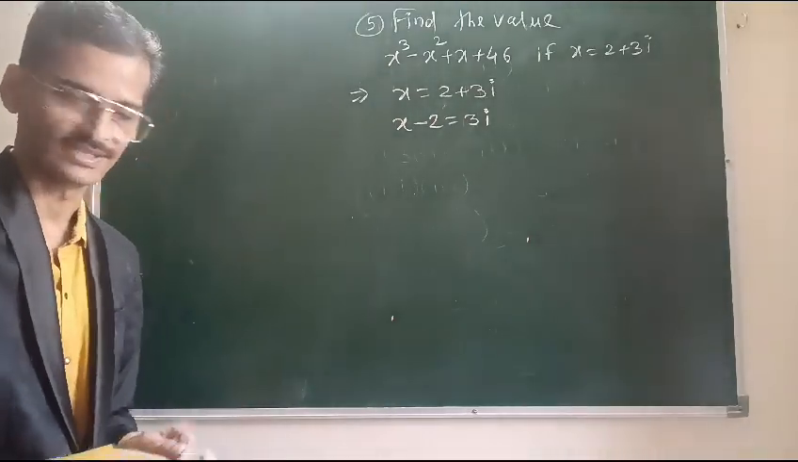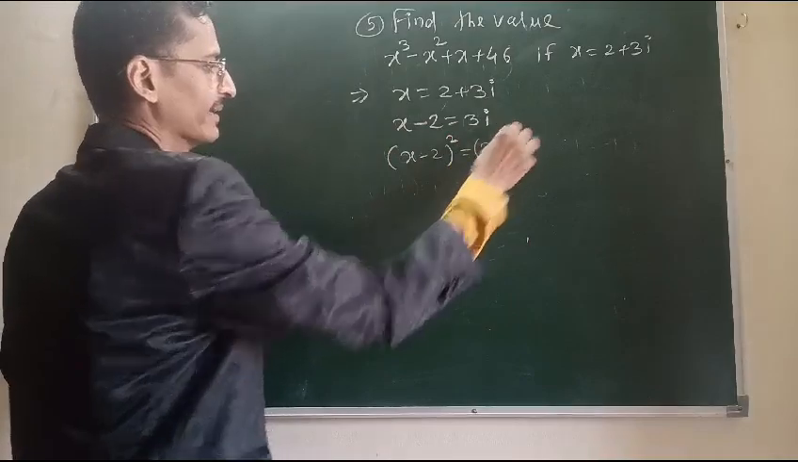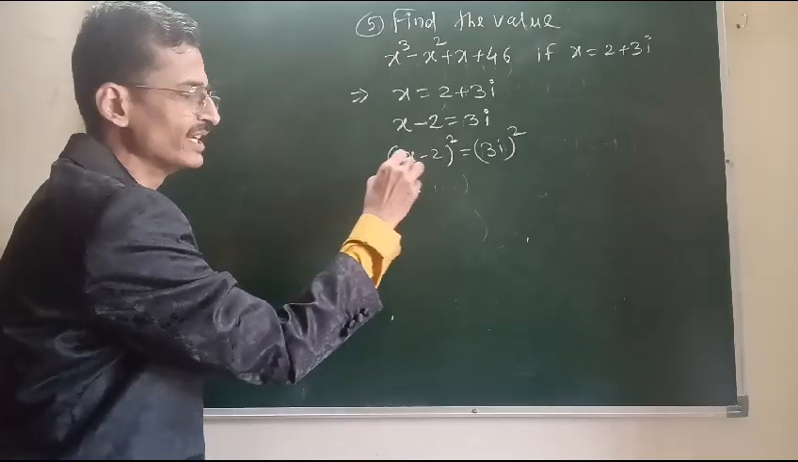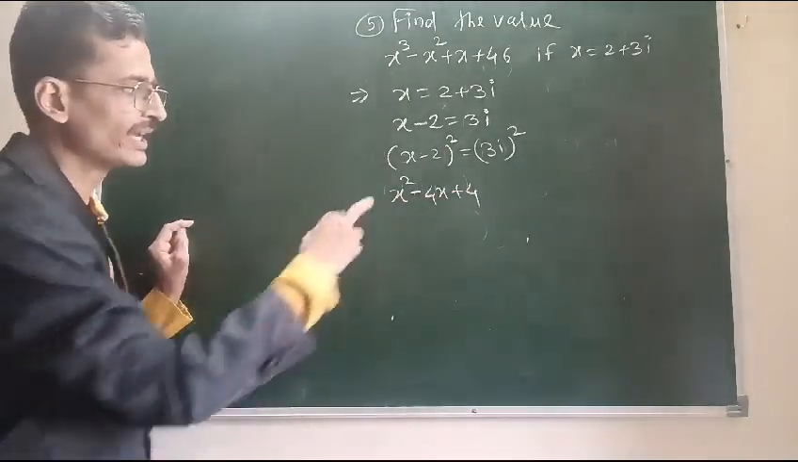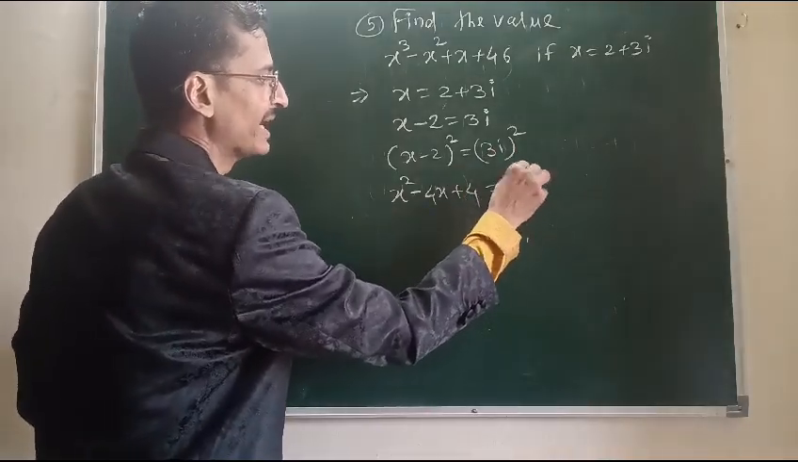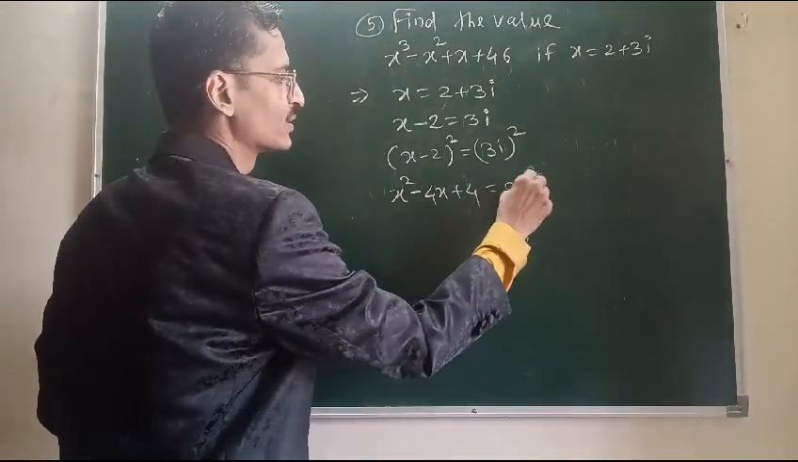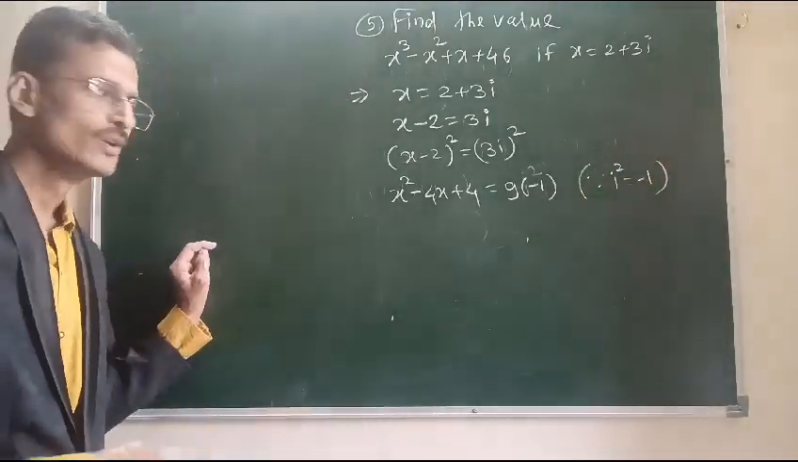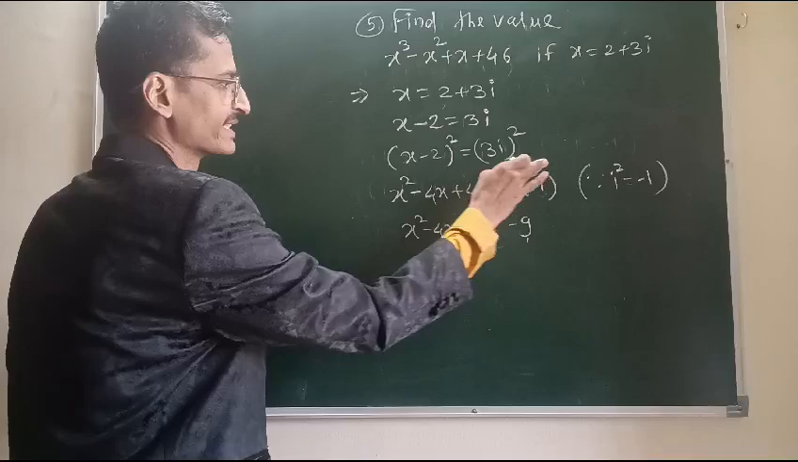Now write, squaring both sides. So squaring both sides, (x minus 2) square is equal to (3i) square. Okay, so now we know (a minus b) square is a square minus 2ab plus b square. So x square minus 2 into 2, 4x, plus 2 square is 4. And (3i) square is 9 into i square. Now we know i square is minus 1, so you can write directly here i square as minus 1. Write here the reason, i square is minus 1. So this is x square minus 4x plus 4 is equal to minus 9.